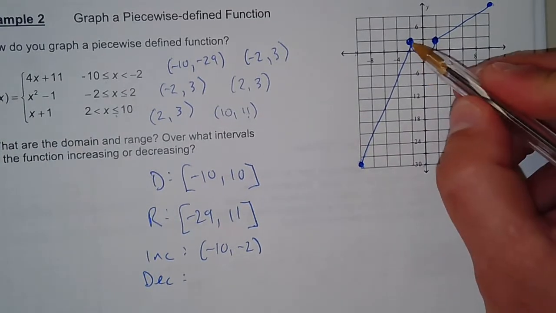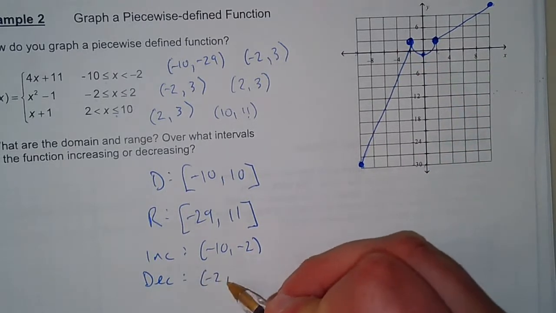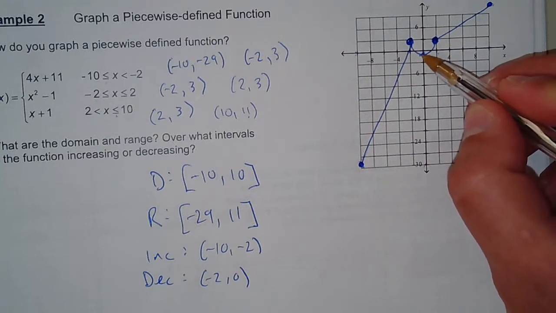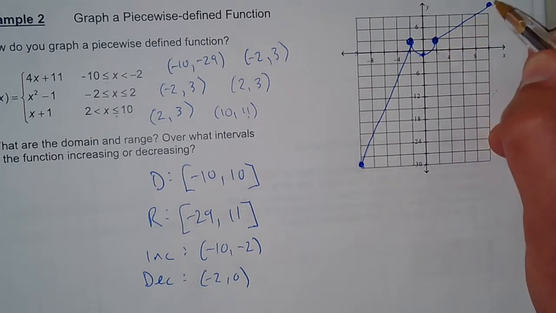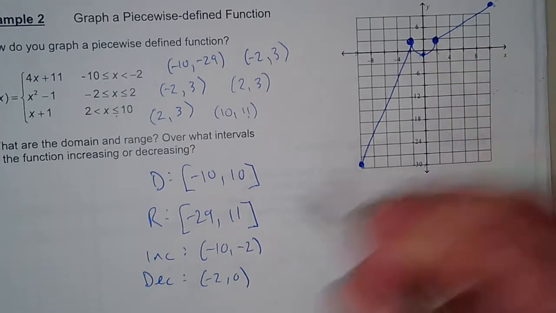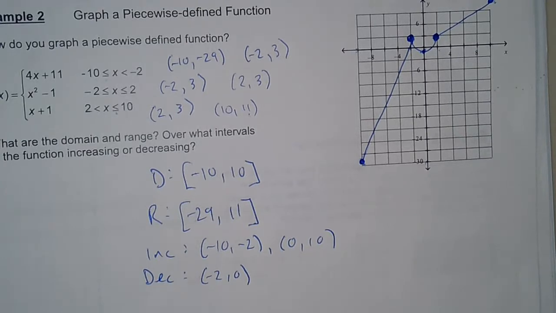And then it took just a quick second and decreased. So from negative 2 to 0, it decreased. And then everything from 0 onward, it increases at a constant rate. So this whole time it's increasing. So that'd just be from 0 to 10 is another increasing interval. And again, that's just tying in stuff from last section into what we're doing right now.